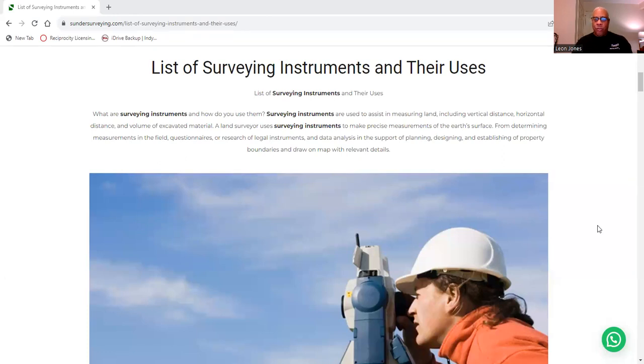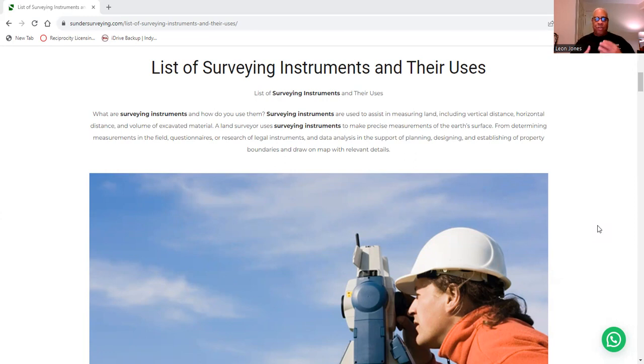What I'm going to do, I'm going to share my screen. Okay. Surveying instruments and their uses. Now, what are surveying instruments and how do you use them? Well, when we talk about surveying instruments, basically, they're used to assist in measuring land. And when you measure land, you measure vertical and horizontal distances. And when you have excavated material, you measure the volume. And what a land surveyor does with the surveying instruments, he or she uses them to make precise measurements of the Earth's surface.